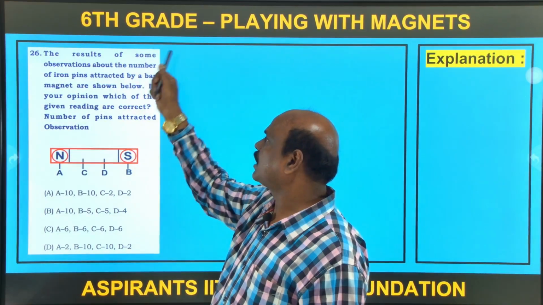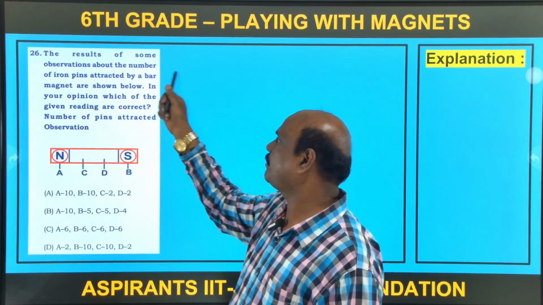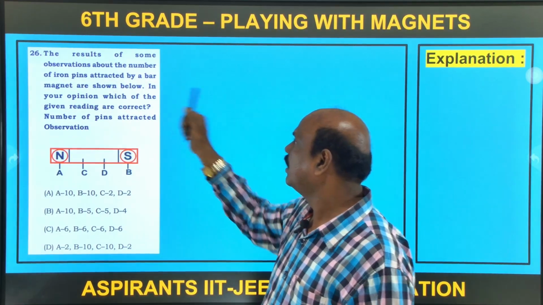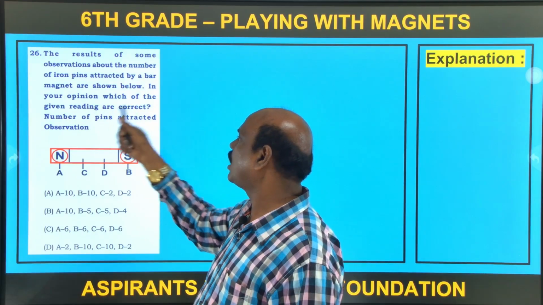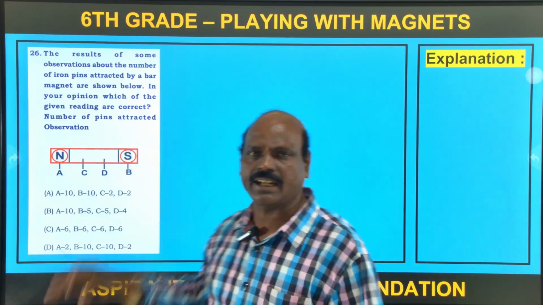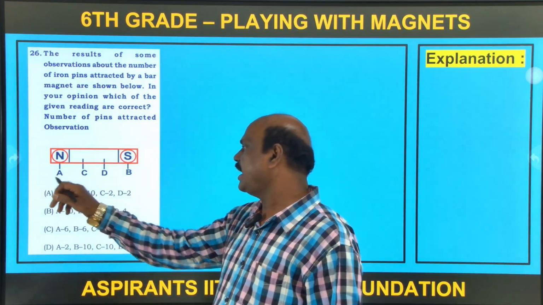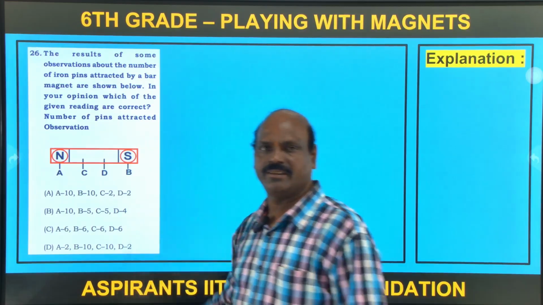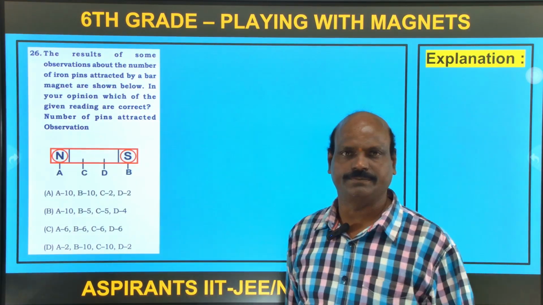The result of some observations about the number of iron pins attracted by the bar magnet are shown below. In your opinion, which of the given readings are correct? Here they have just attracted some iron nails or iron filings at A, C, D, B. So out of this, which will be the correct order?